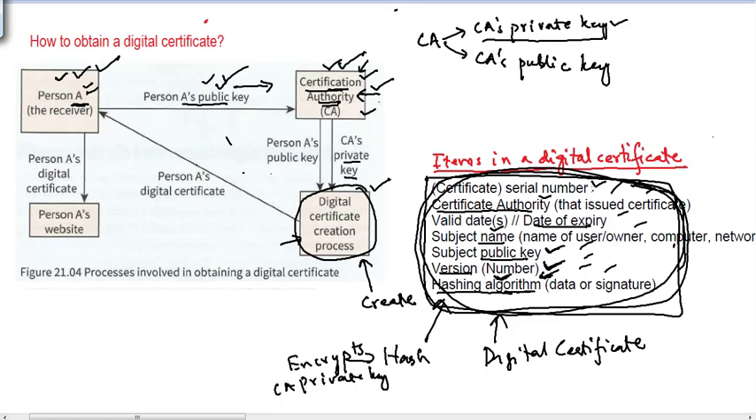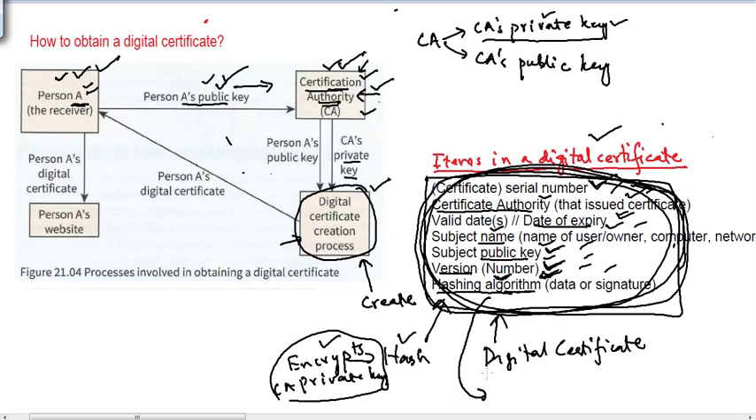So besides all of this information that is going to be included in the digital certificate, the CA has created a hash value for all of this information, and then it has encrypted that hash value using its own private key, which is basically a digital signature. Remember, the encrypted hash value is a digital signature, and this one has been created using the private key of the CA, which means this is the digital signature of the certification authority. So items in a digital certificate also include the digital signature of the certification authority.